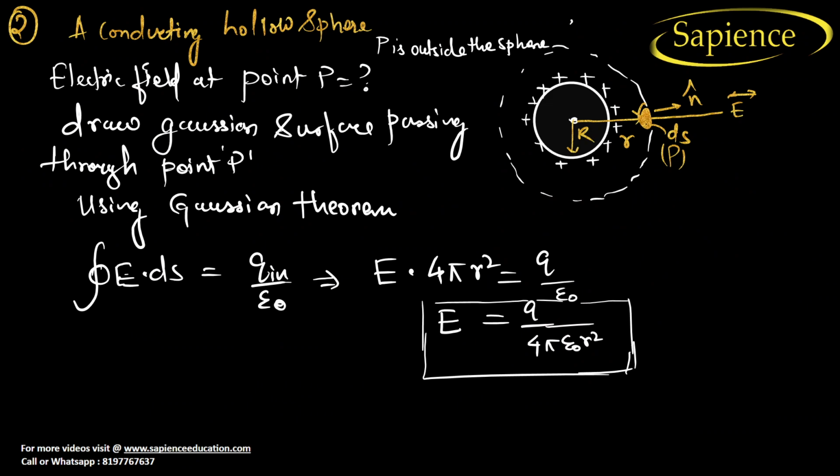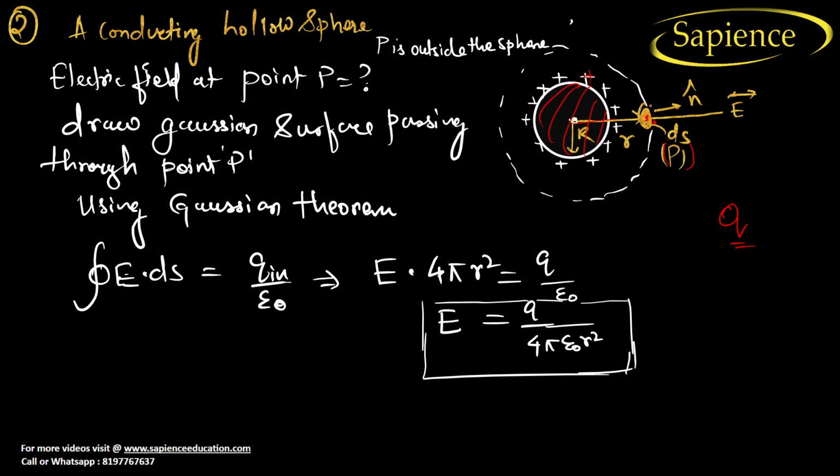Now let us go for another application. This is the application of a conducting hollow sphere, and we want the electric field at a point P outside the sphere. Let us consider here. I will teach you with the red mark. See here, this is the sphere having a charge q, so the total charge on the sphere is q, right? And I want the electric field at a point P, which is at a distance of r from the center. So how will you find it?